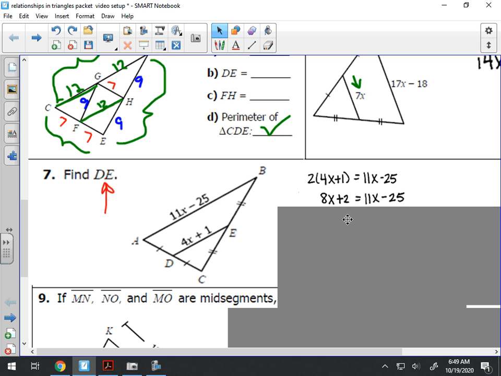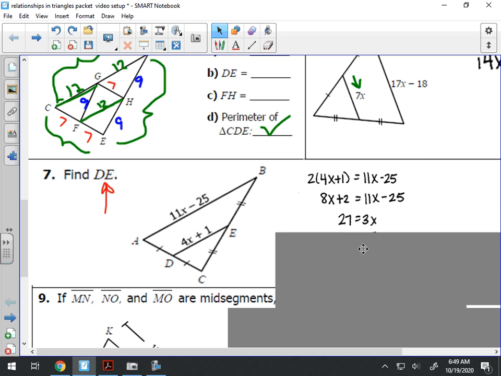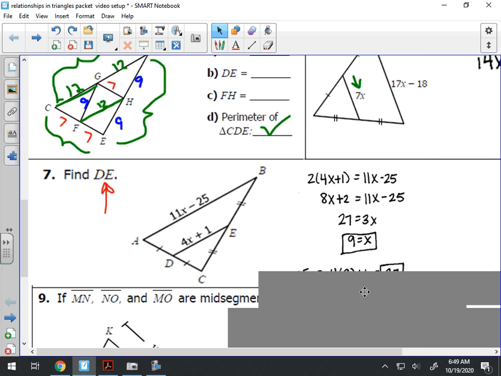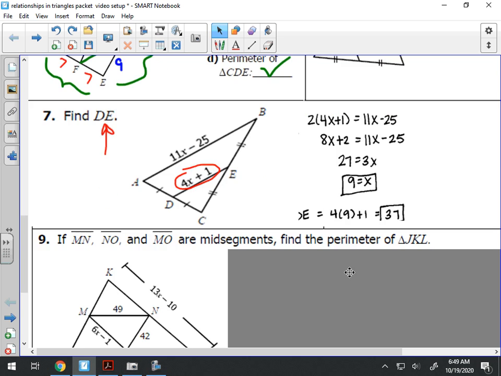If I'm going too fast, just pause it. Or you can rewind it as well. There's me getting 9. And then here's me plugging 9 into here. So notice when I plug 9 in, I plug 9 into 4x plus 1. You only double it for the algebra part. You don't double it when you're plugging in and finding the length. So that's 9 times 4 plus 1. That's where I got 37 as my final answer.